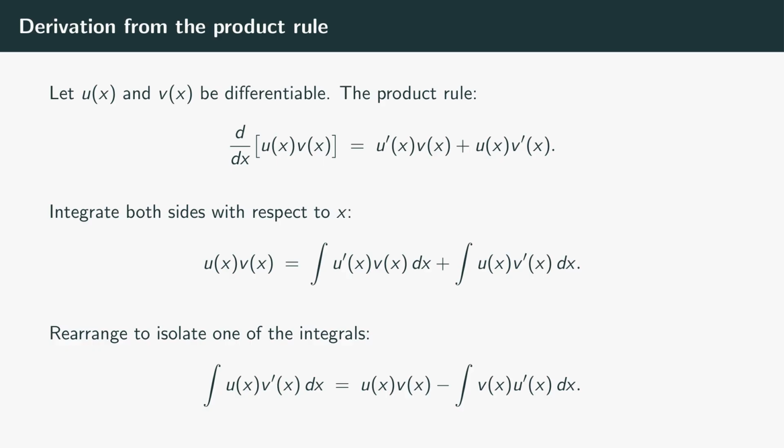That's an identity. Now rearrange. Move one of the two integrals to the other side. Pick whichever one you like. By symmetry, it doesn't matter, but conventionally, we keep the u v prime on the left. So the integral of u v prime dx equals uv minus the integral of v u prime dx. That's the integration by parts formula, derived in one rearrangement from the product rule. No magic, just bookkeeping.